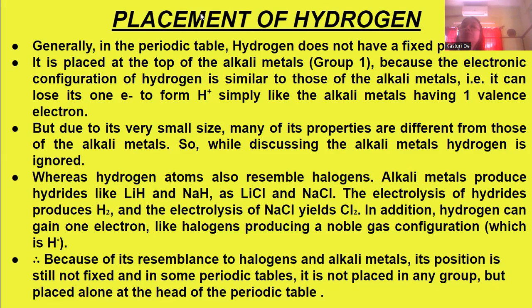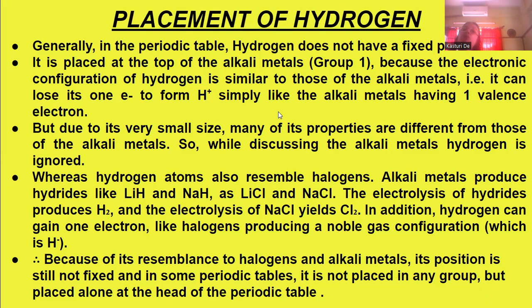Now we come to the placement of hydrogen in the periodic table, where it has been placed. Generally, in the periodic table, hydrogen has no fixed place. Okay, it can be placed with the alkali metals in group number 1, or it can be placed with halogens.